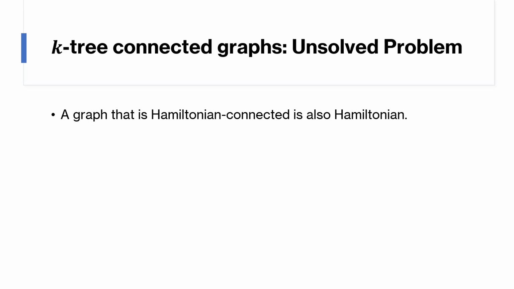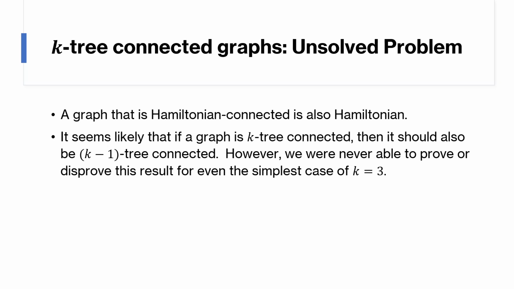comes from this idea. We'll see later next week that if a graph is Hamiltonian connected, then it's also Hamiltonian. So Hamiltonian connected is a stronger property than Hamiltonian. And it seems likely from our research that if a graph is K-tree connected, then it should also be K-1 tree connected. However, we were never able to prove or disprove this result for even the simplest case when K is equal to 3. So if a graph is 3-tree connected, that implies it's 2-tree connected. We weren't able to prove this nor disprove it.